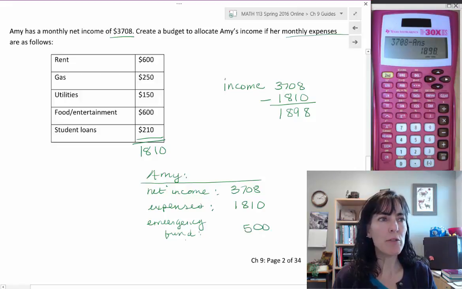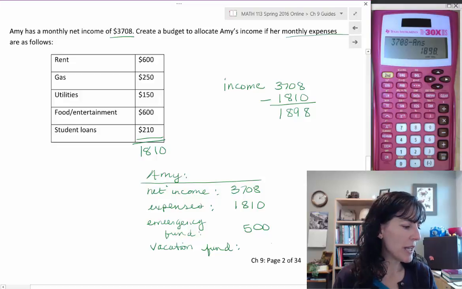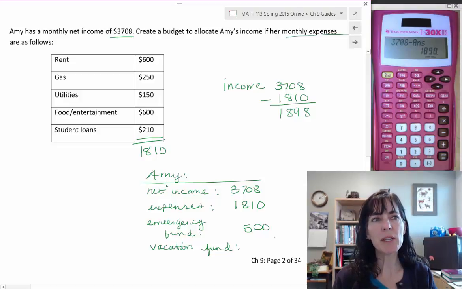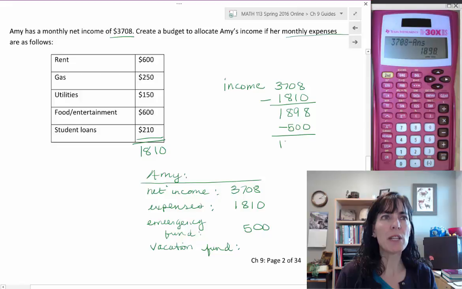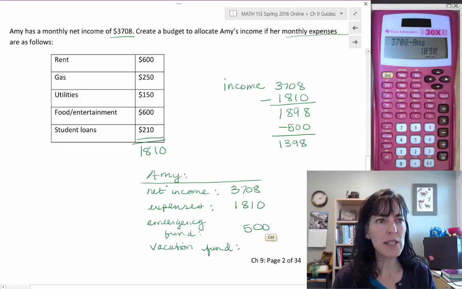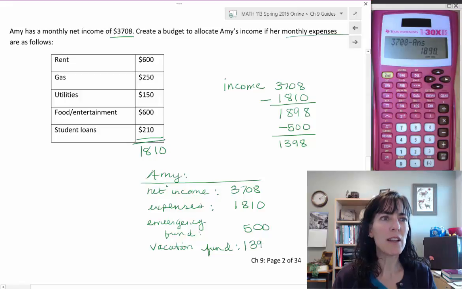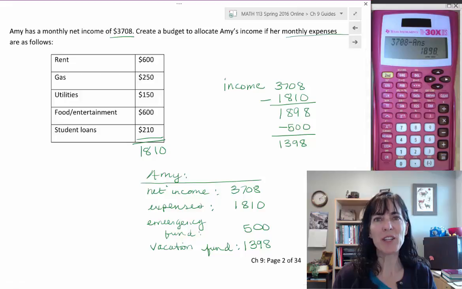We'll say 500 for Amy, and then maybe she's got vacation plans, so we'll give her a vacation fund too. And for her vacation fund, maybe the rest of the money. And so if we take away $500 from here, that's fairly easy to do by hand. It's just going to be $1,398. So let's say Amy wants the rest for a big vacation to Europe. So we'll say $1,398 for her vacation fund.